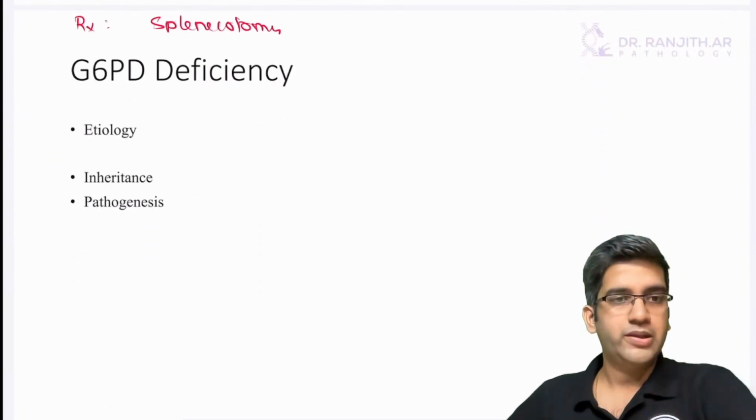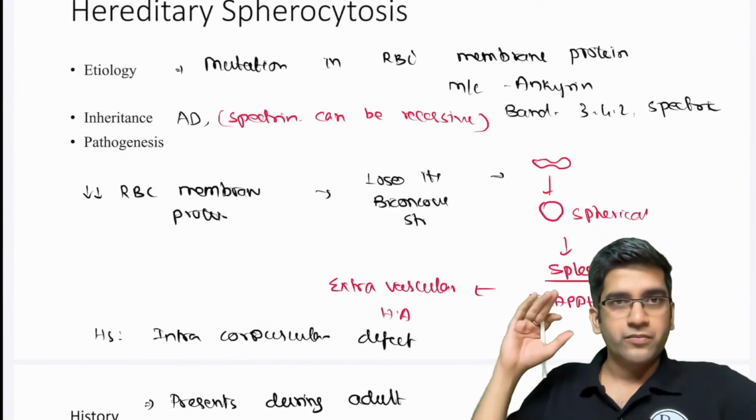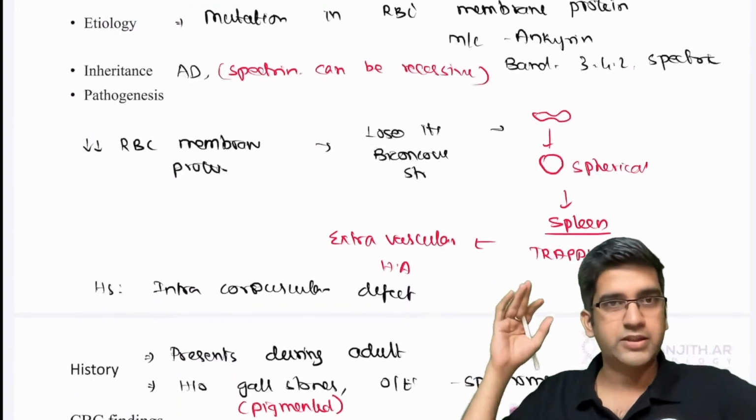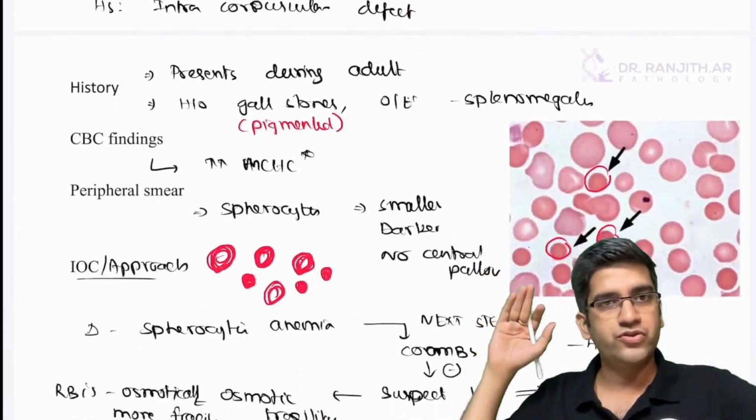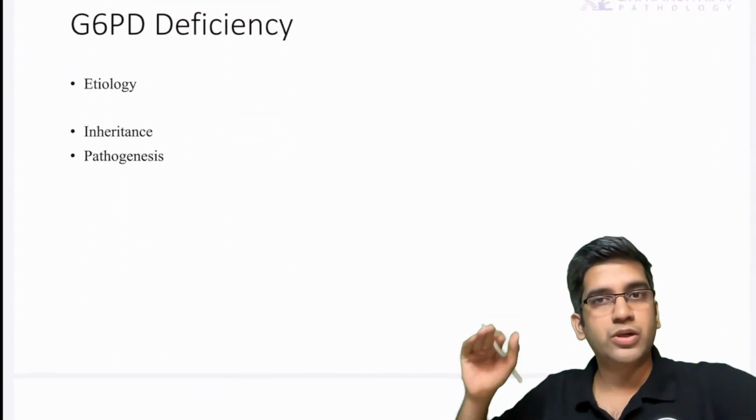Fine. Let's go to G6PD deficiency. So this is what we're going to do for 6 cases of anemia: classical etiology, inheritance, pathogenesis, history, CBC, peripheral smear, investigation of choice, or approach if required. Fine. So now you know the routine.